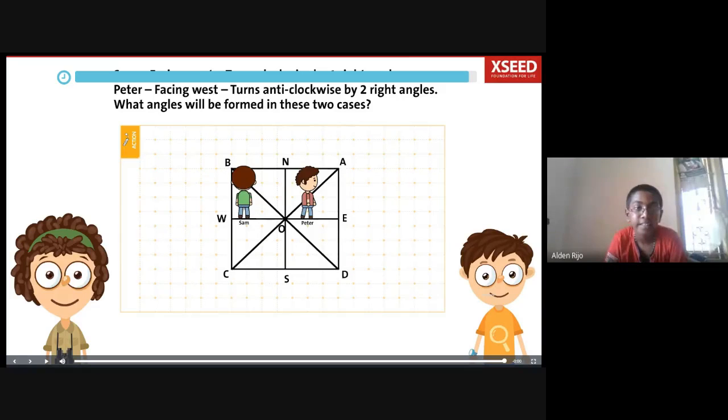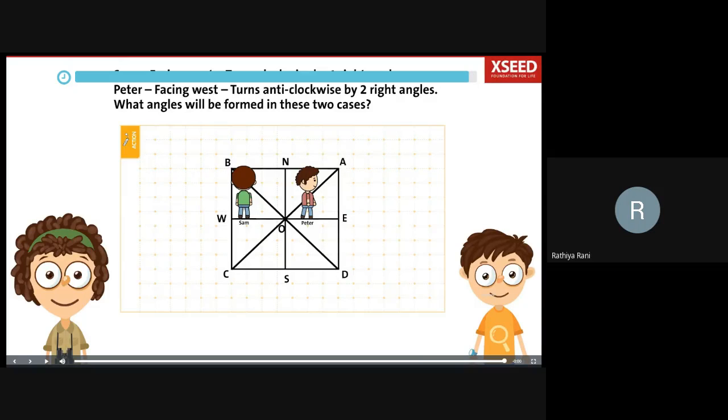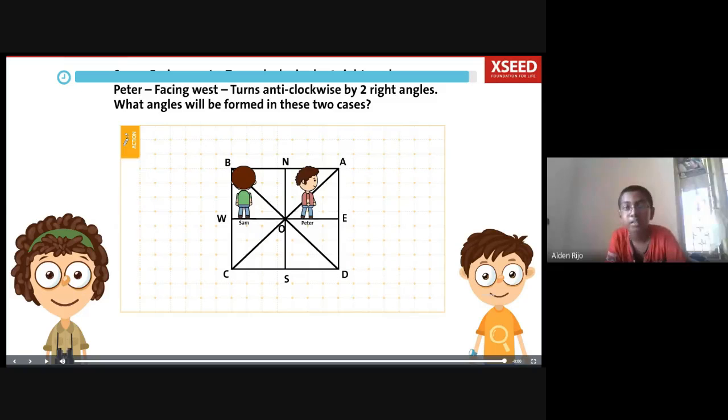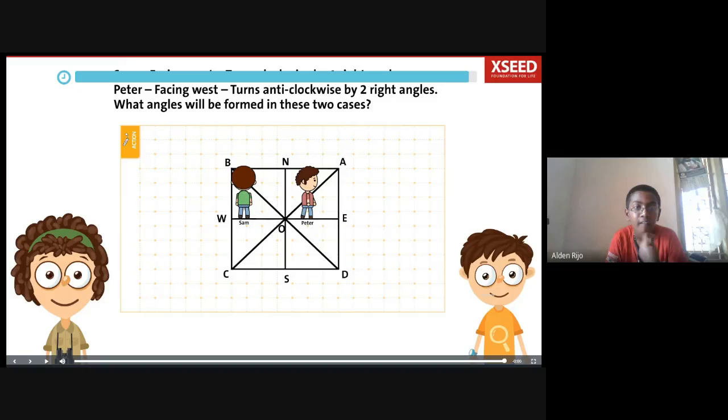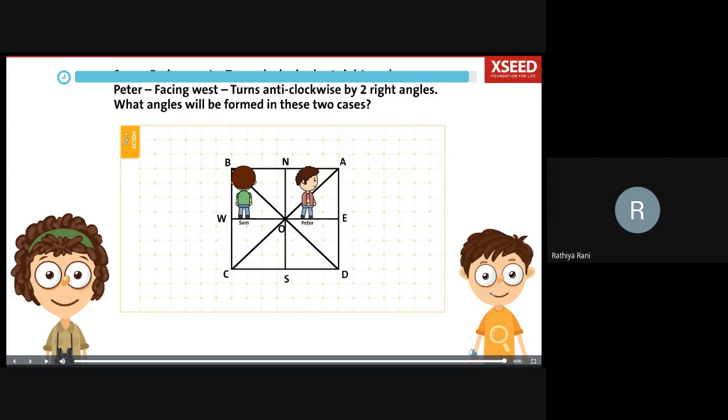Right angle. Straight angle. Are you listening to the question? At first, Sam is facing towards west and now he is turning clockwise by a right angle. So what is the total angle he turned? Right angle. Is it right, Evelyn? Yes, ma'am. Okay, very good. So think and answer.